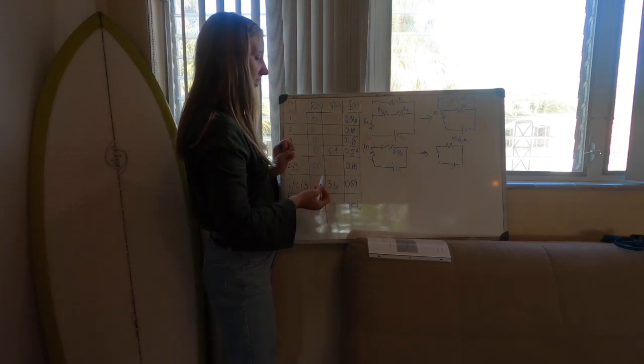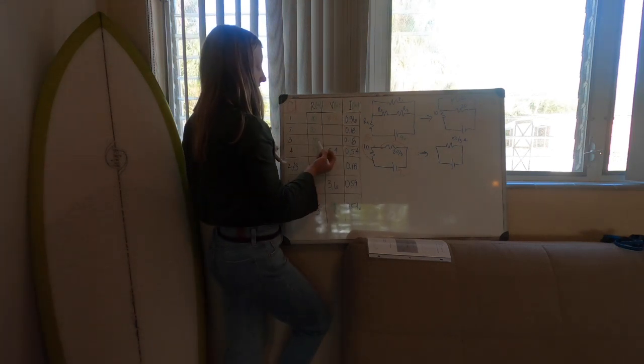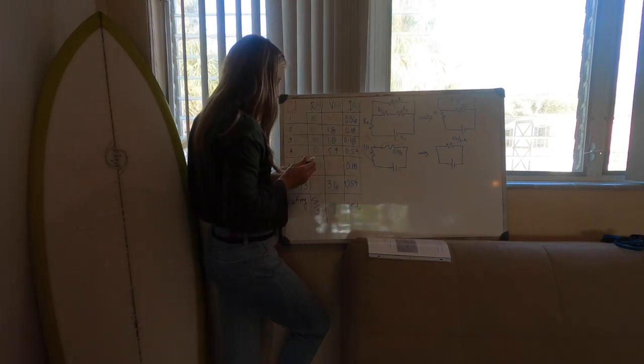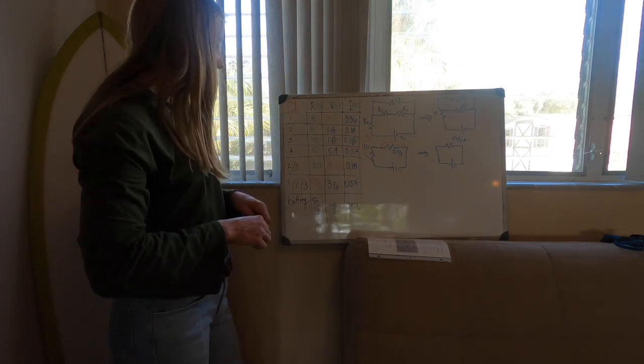And then we can figure out this last one. V equals IR, so just multiply each of these by 10. So now 1.8 and 1.8. Okay, there we go.